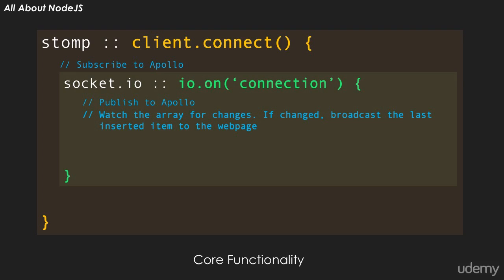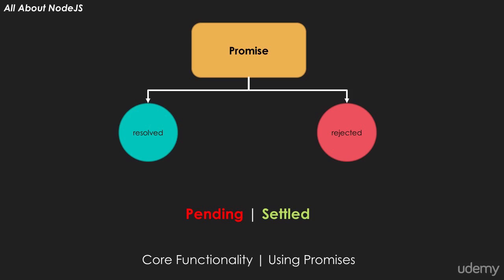process as described earlier. Now, normally, this means that all our socket.io code will be nested inside the callback for the Stomp client's connect method. But instead of getting into a nested callback, we will use promises.